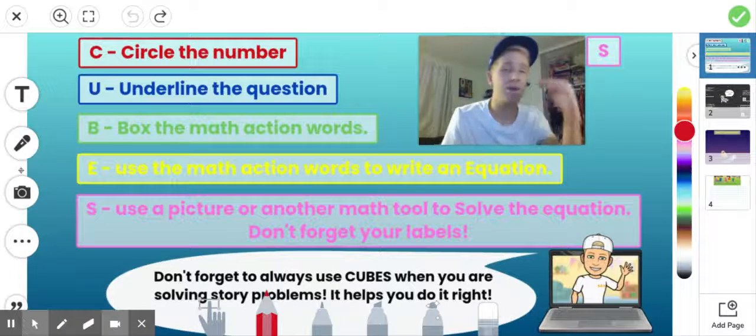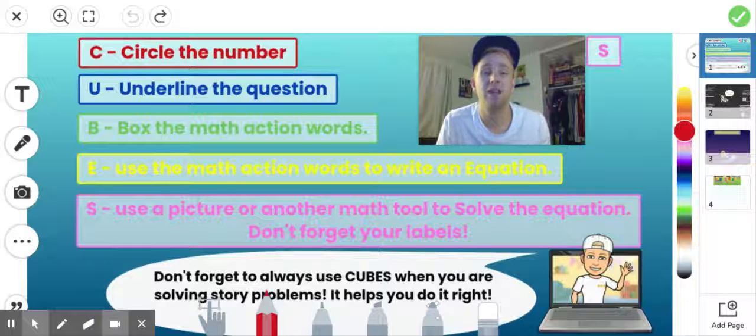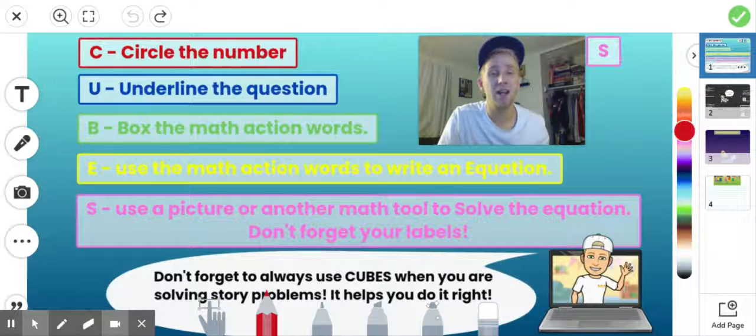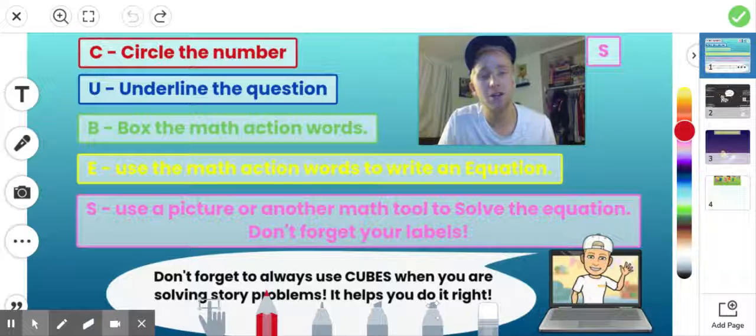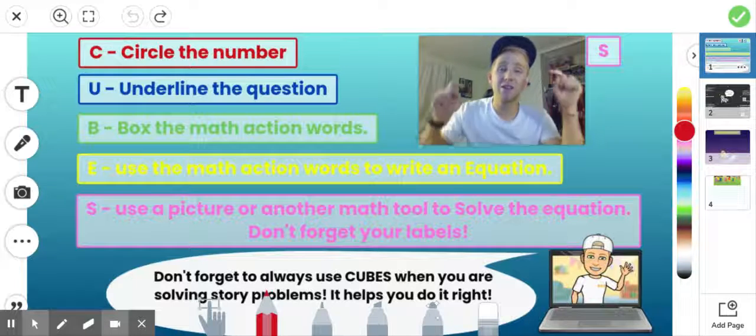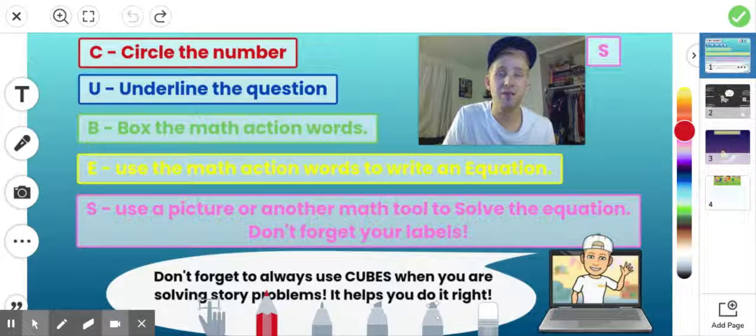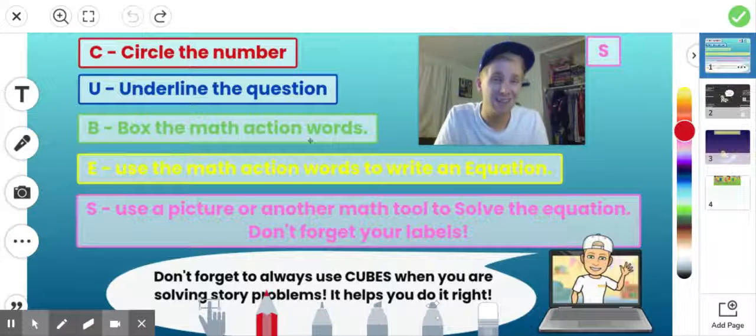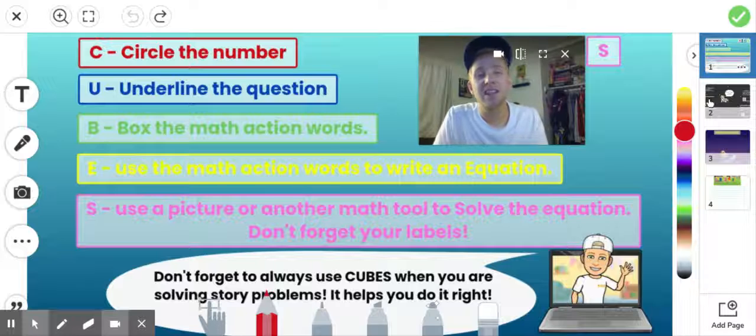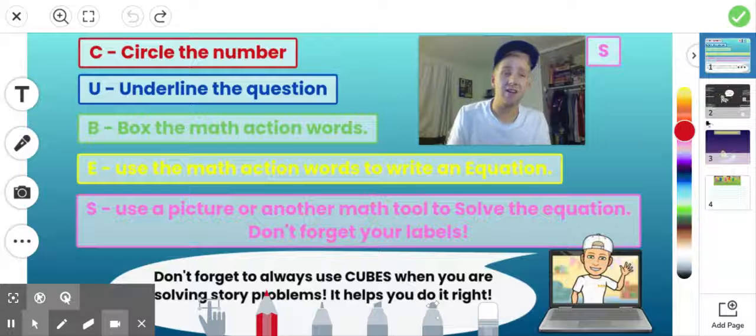E, equation. After we've got our math action words, we've underlined that question, we've circled our numbers, we've got the tools to build our equation, and we need to build the equation. Once we've built that equation, we can start looking at the picture in our brain. What is happening with this equation? How can I find my answer? What tools can I use to solve my story? That's CUBES, C-U-B-E-S, making sure that we're following through with those steps every single time. All right, first graders, let's jump over to our second page and let's get started.